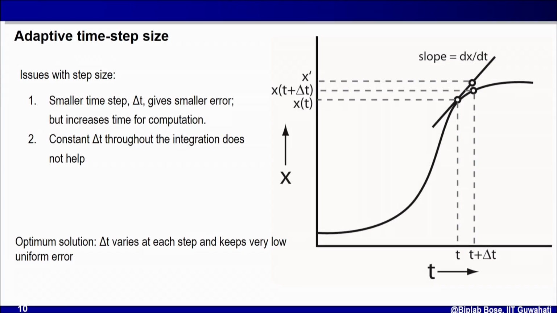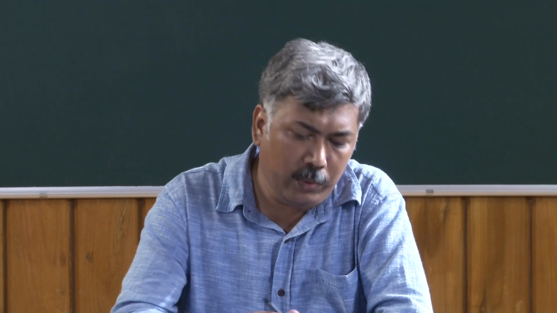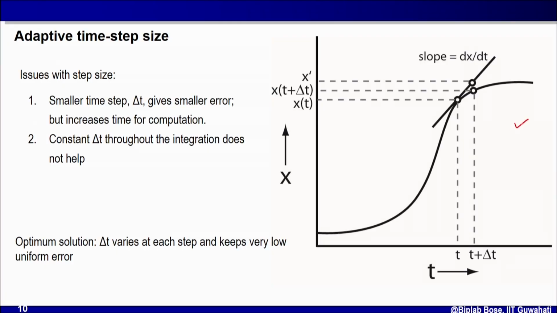Now, there is another issue. In this whole algorithm, whether it is the Euler's method or the Runge-Kutta method, if you have noticed, I have used a fixed value of delta t for my whole calculation. But look at this graph shown in this slide. The same plot for the spread of infectious disease model that we have. So you have time in the horizontal axis, x in the vertical axis, and this solid black line is the function of time. X is a function of time.